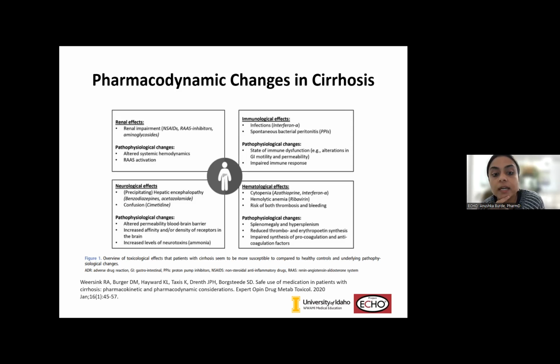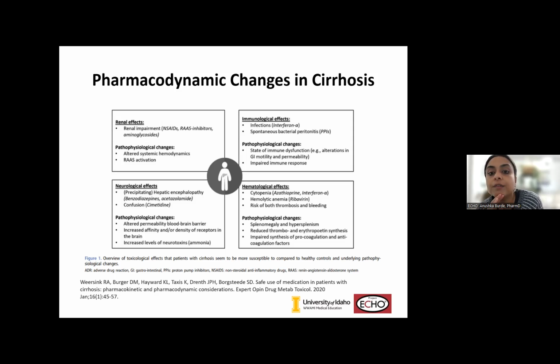There is also increased affinity and or density of receptors in the brain. There was actually a study which looked at increased levels of benzodiazepine receptors in the brain in some patients, which is why the effects of benzodiazepines were pretty high in those patients. And in these patients, there are also increased levels of neurotoxins such as ammonia, which can easily pass through the blood-brain barrier and cause a lot of inflammation.